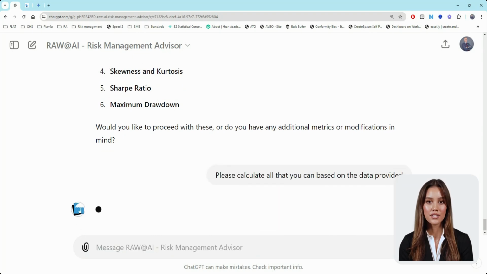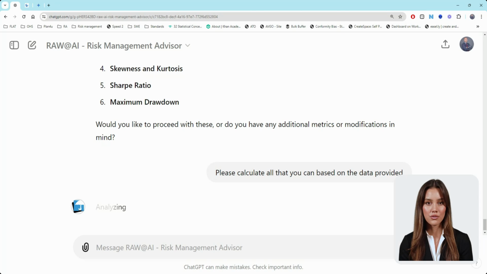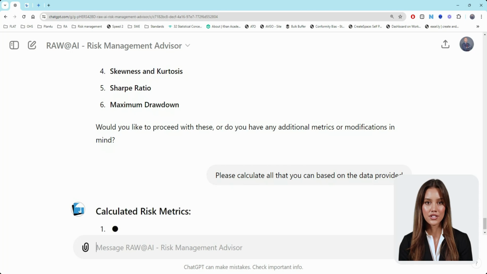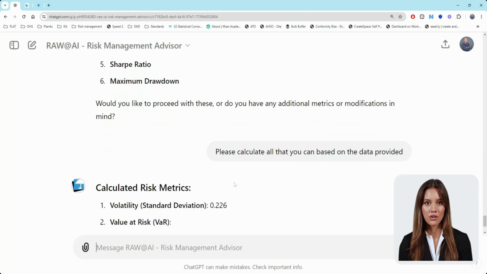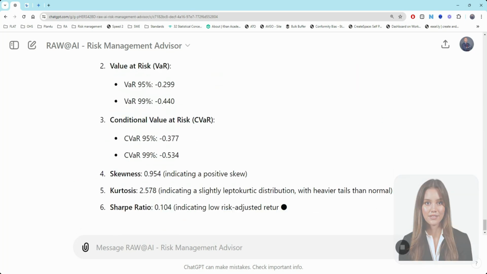Actually, I'm not going to write the second part because I want to show you how to really dive into the data. Let's see if it gives us explanations along with the calculations or just gives the numbers. Either way, if it just gives the calculations, we can always ask for an explanation later.